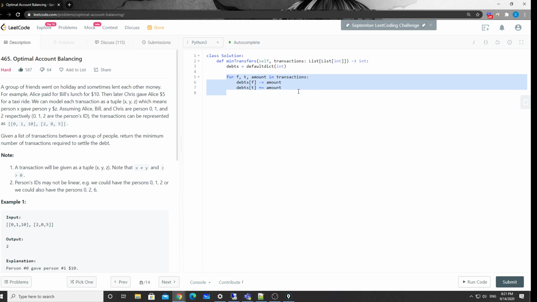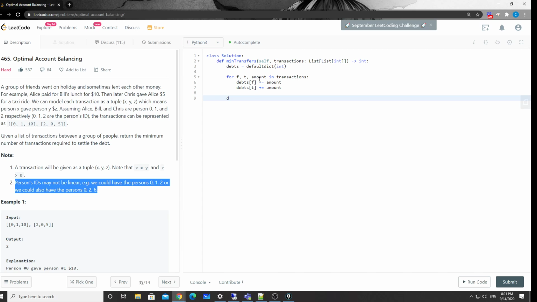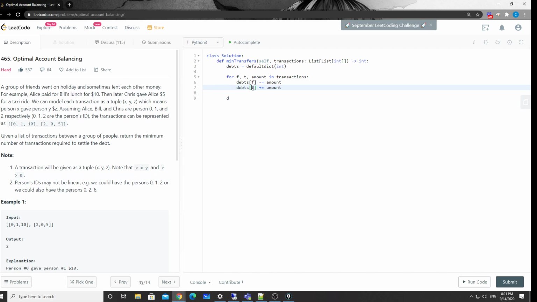And after this, it means some people's debt may have already been 0, right? So for those people, we can simply ignore them. That's why we do a simple removal for people whose stat is 0. Also, for the note number 2 here, the key here could be non-linear.